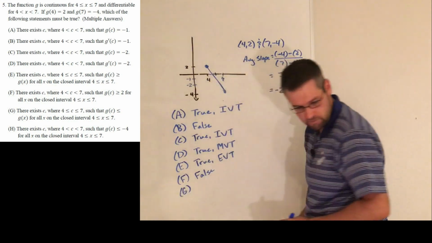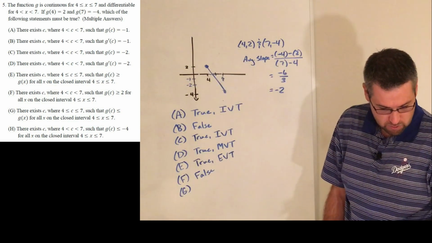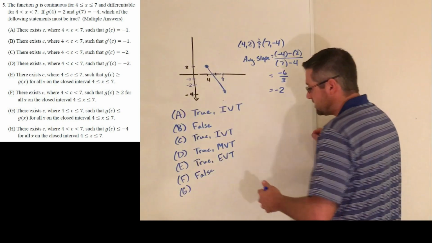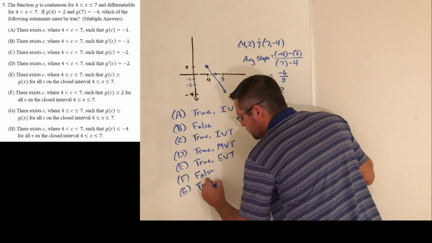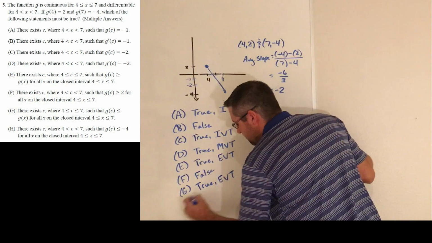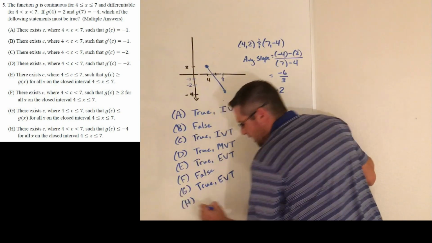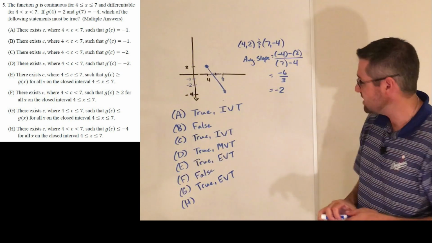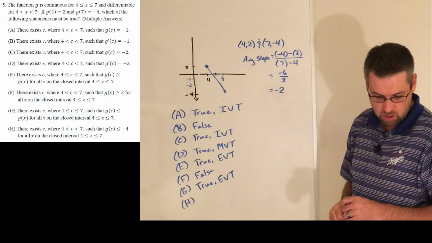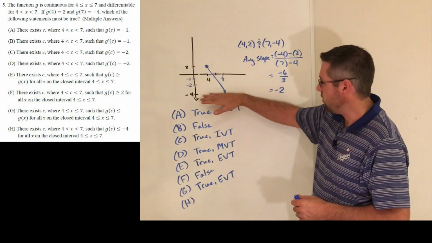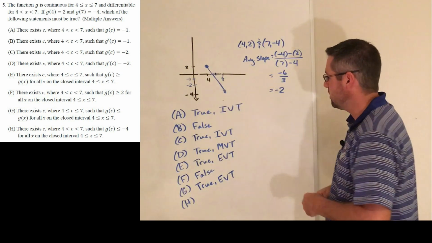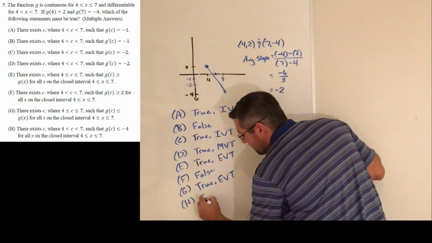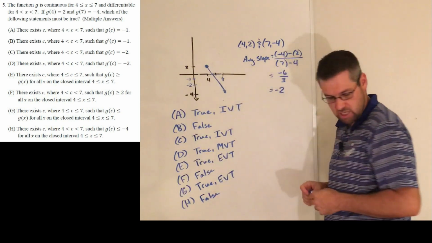For option G, we have another extreme value theorem. It says that there is a value that's less than all the other values. So that is a minimum. That is also true by the extreme value theorem. And then option H here, it says there exists a c value for which g of c is less than or equal to -4 for that interval. We don't have to have values below -4, for the same reason that we don't have to have values that are above 2. We could have them, but we don't have to have them. So that statement is a false statement.